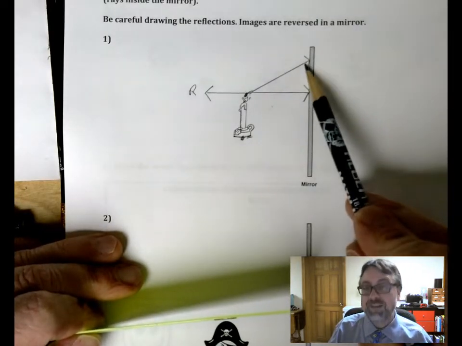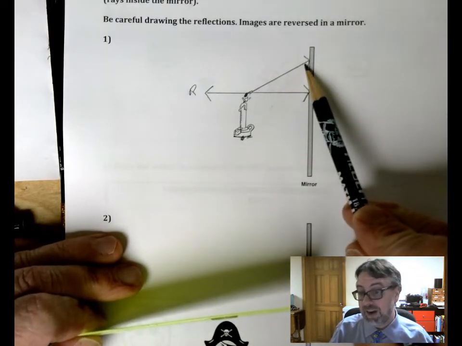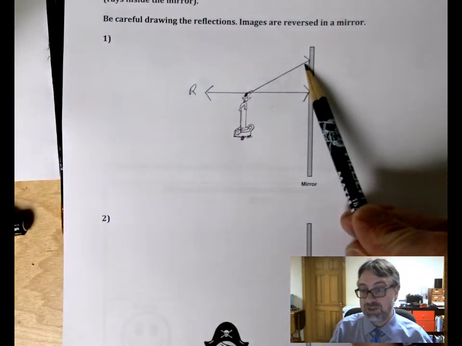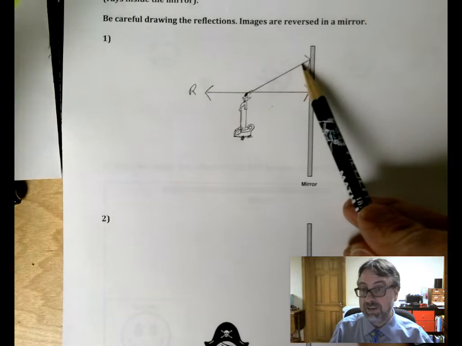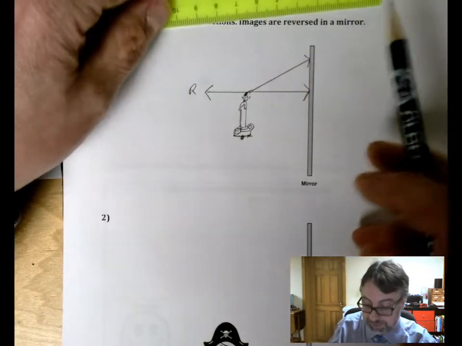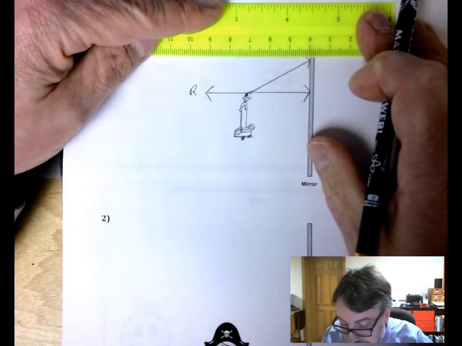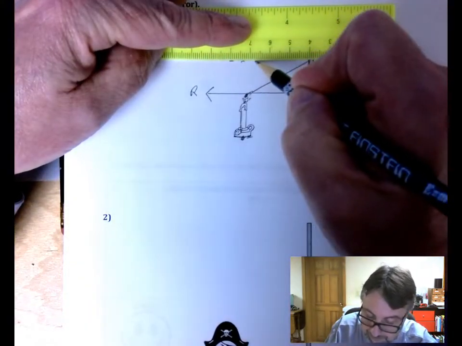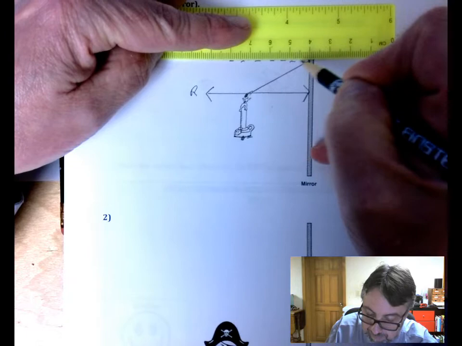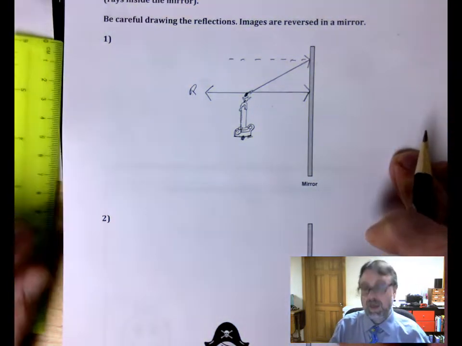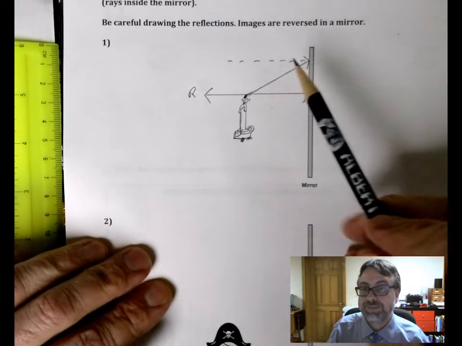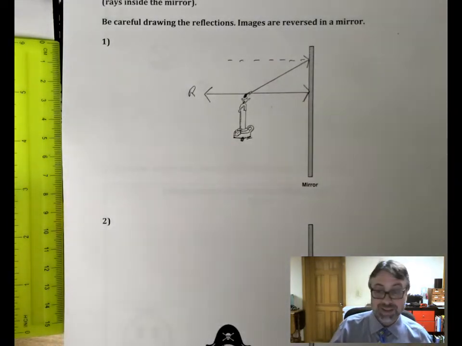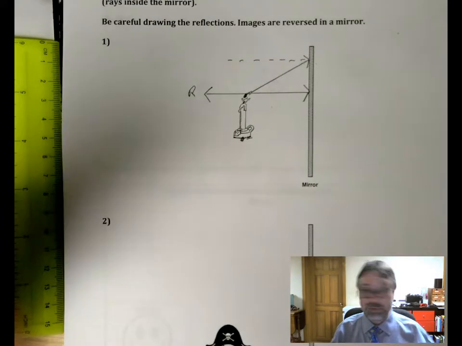Now, for this top ray, in order to figure out how it reflects, I need to draw a normal line. So I'm going to do my best to construct a perpendicular line to where this ray strikes the mirror. Now, there's my normal line. How careful I am measuring the angle is going to determine how good my image will be.